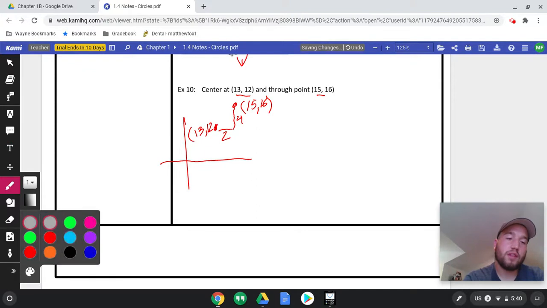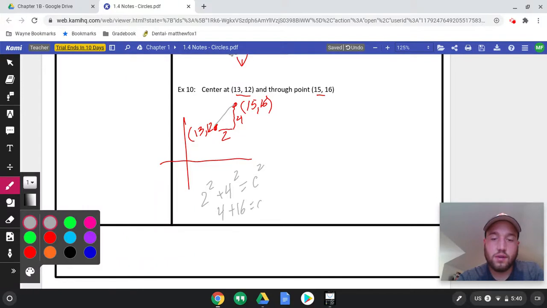So if we think about it, to find that distance, to find our radius or distance, we can use the Pythagorean theorem again. So 2 squared plus 4 squared, all that added together will equal c squared. We get 4 plus 16 equals c squared. 20 equals c squared, and so the c, or that distance, is the square root of 20.